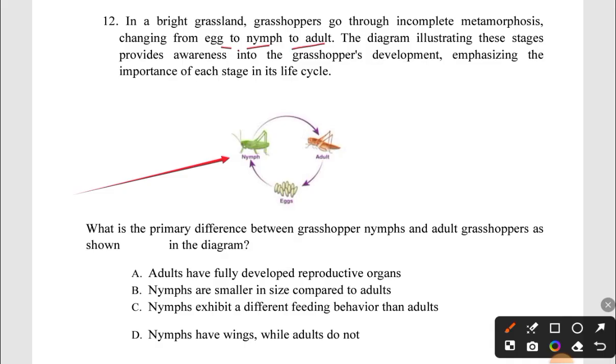A. Adults have fully developed reproductive organs. And accept this. Nymphs are smaller in size compared to adults. And also accept this. Nymphs exhibit a different feeding behavior than adults. Nymphs have wings while adults do not. No. Now the question says the primary difference, the main difference is A. So question 12 is A.